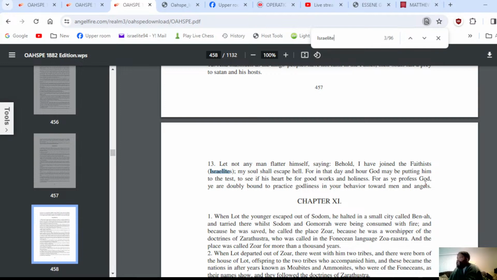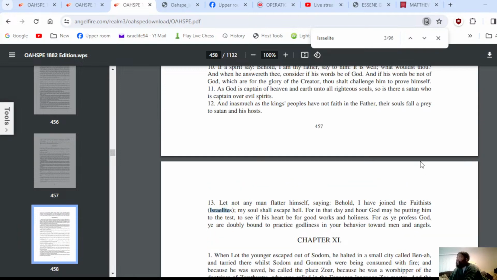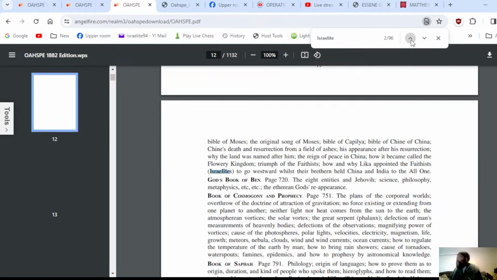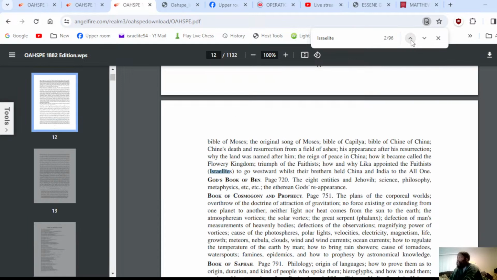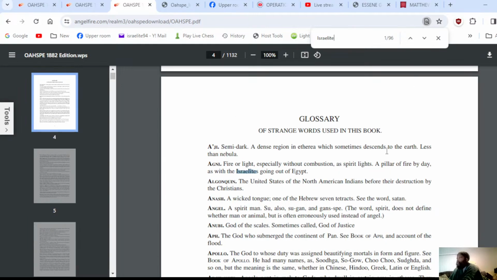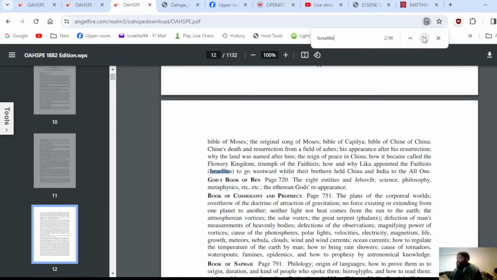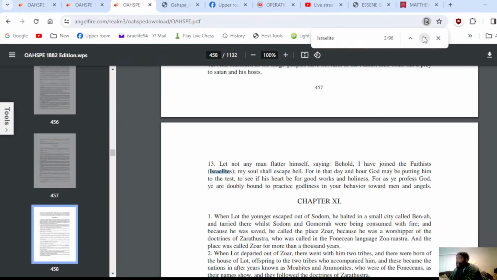Now, one thing that the OAHSPE does that I really love is that it makes some really bold claims. It don't let you stay on the fence. Now, as I'm talking, I'm looking for the definition of the Israelites, and I don't see anything that I want to really use.